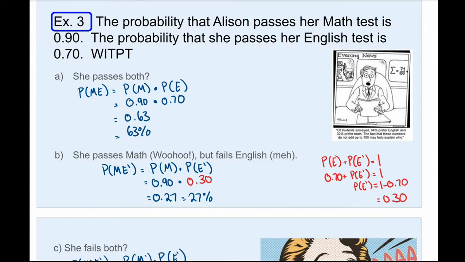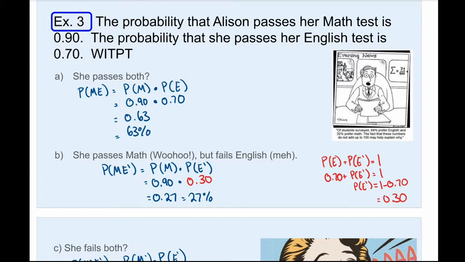What is the probability that she passes math but fails English? In this case, we've already reasoned that they're independent events, so we're going to multiply the 2 probabilities. We know the probability of passing math because it's given to us, but we don't know the probability of her failing English. It's not given to us, but we are given enough information to calculate it.